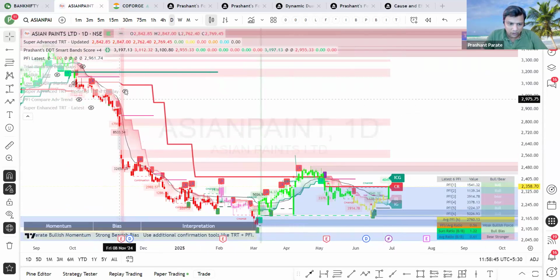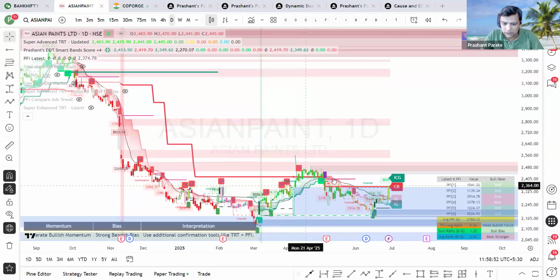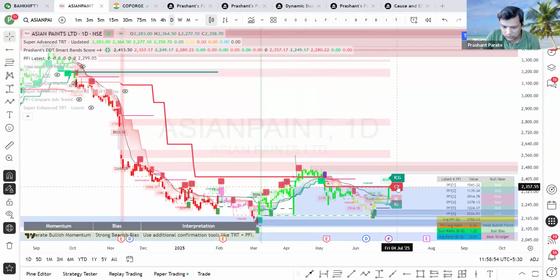What do they say? This is down, down, down, down, down till this. But strong PFI was present, therefore it went up nicely. Till now, chart red is present, but input green has started appearing. Input red is still present, but price is above that. So momentum is strongly bullish.